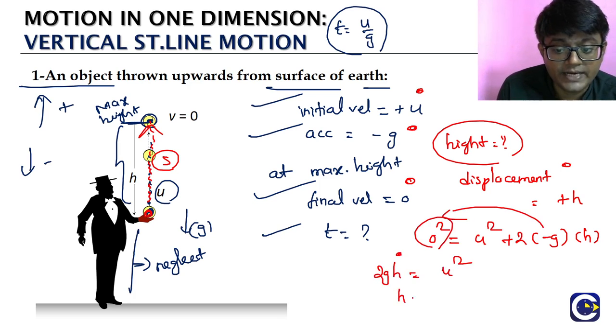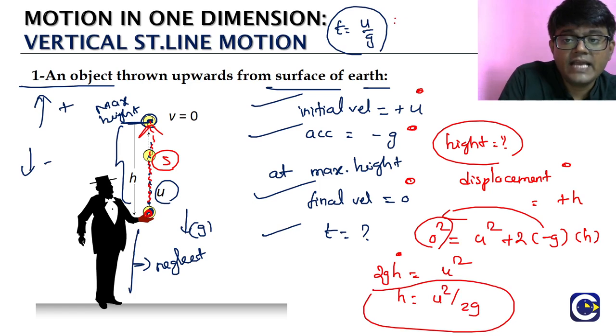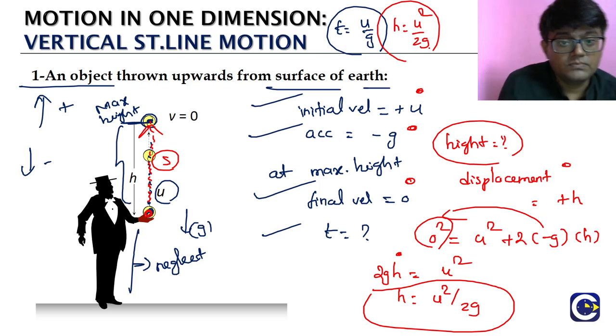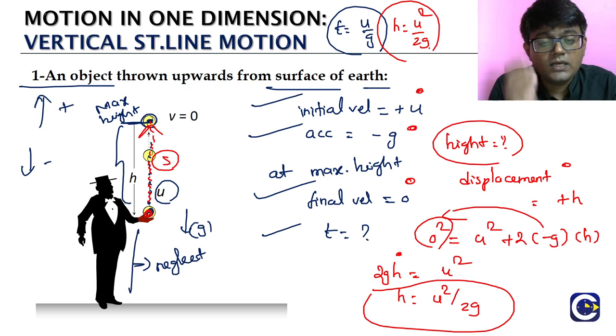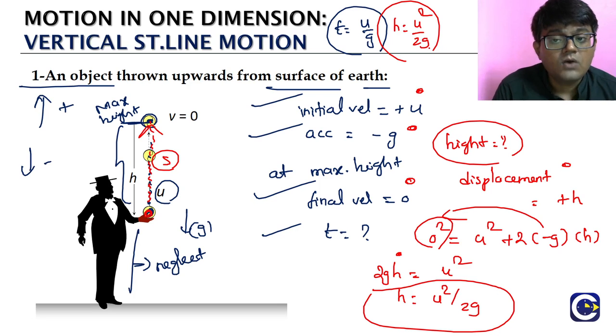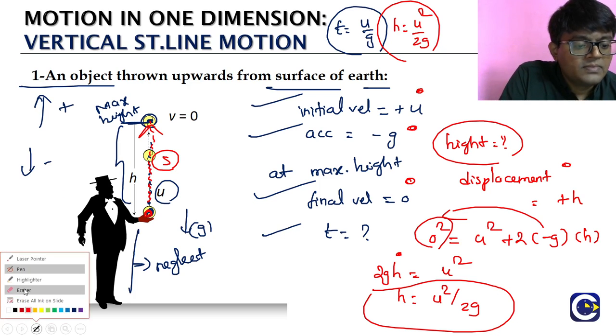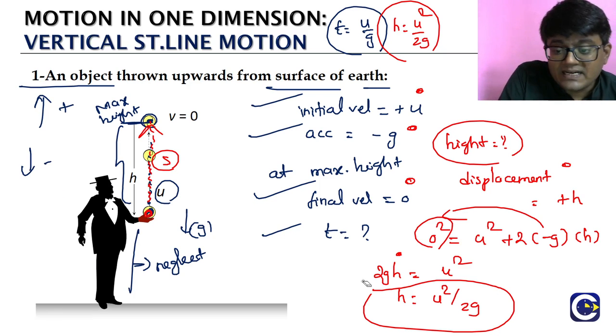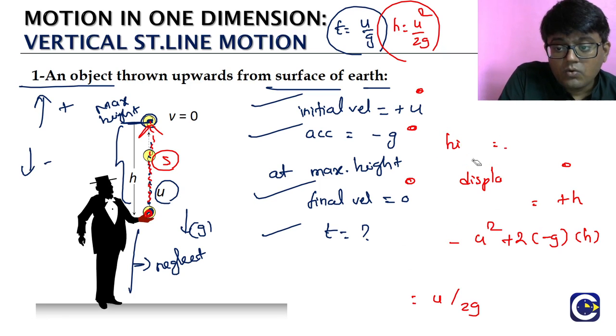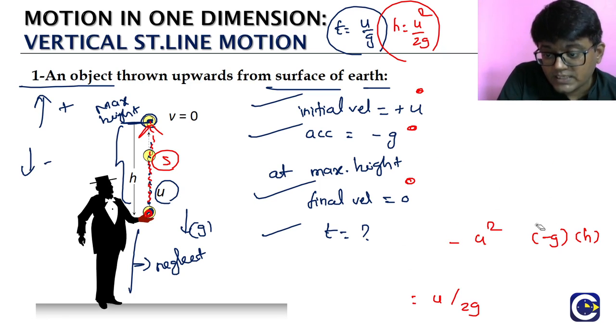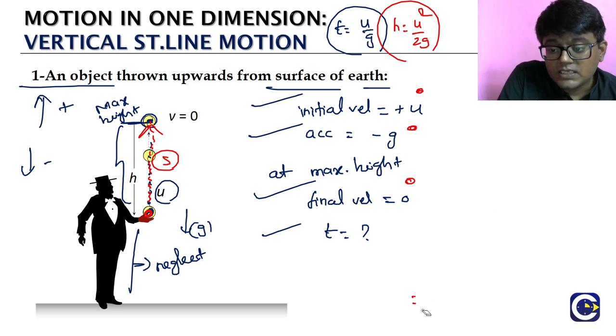So we are looking for the h value. h is equal to u square by 2g. So this is the second result we have. These two results we have to keep, because they will help us quickly solve problems. What did we do? We used the equation v square is equal to u square plus 2as, and from there we get the maximum height to which the object can go. These are the important standard results for the vertical straight line motion of an object thrown from the surface of the earth.